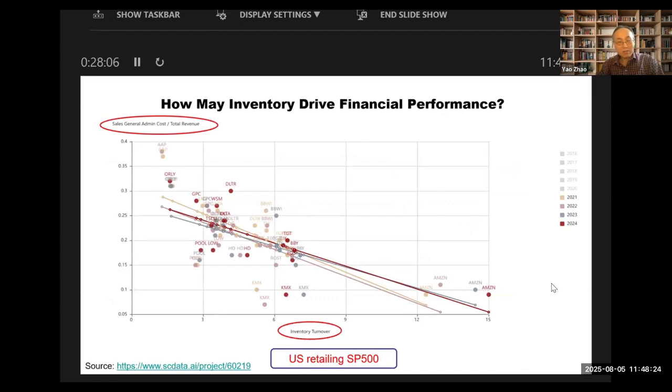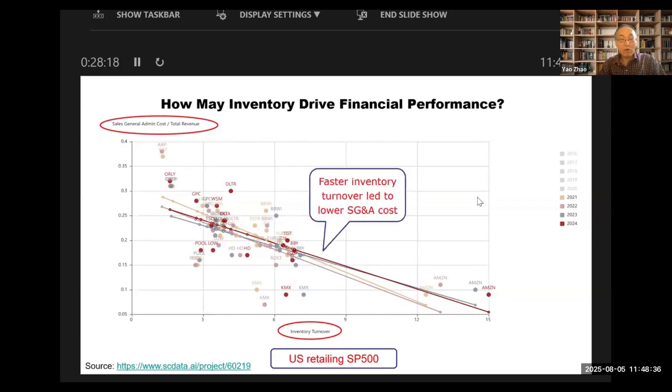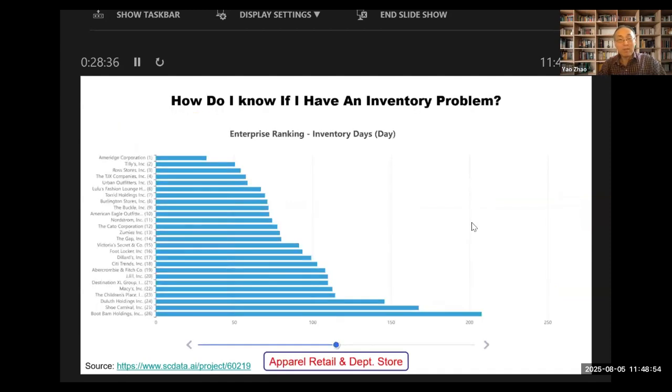We observed a constant and strong correlation between the inventory turnover, which is the x-axis, and the sales, general and administrative cost over total revenue. This means faster inventory turns will lead to lower SG&A cost for retailing. The R square is constantly above 50% for all these years, and look at this, the slope looks the same.